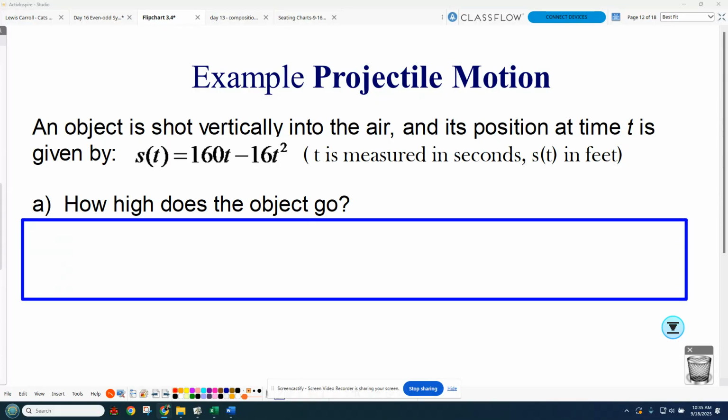Find the derivative of the function, which gives you velocity. You said the velocity goes to 0, then you solve for t. Okay, you do all the things that he just said.